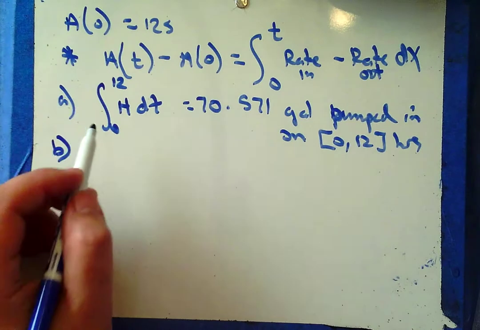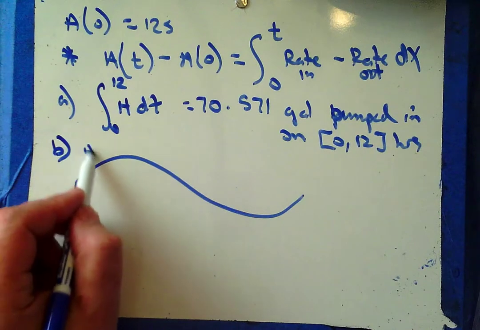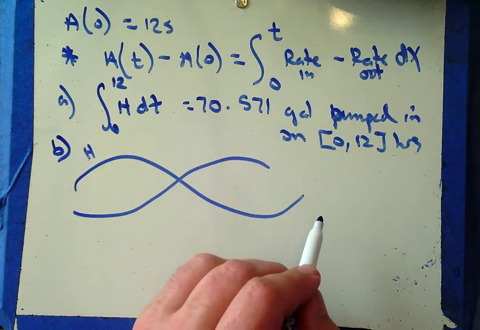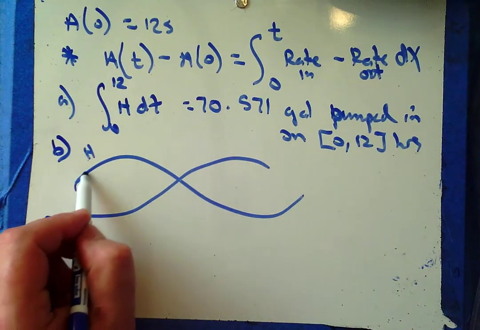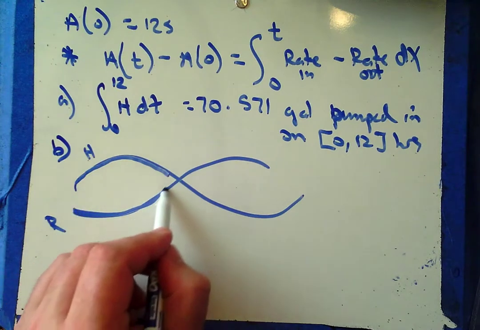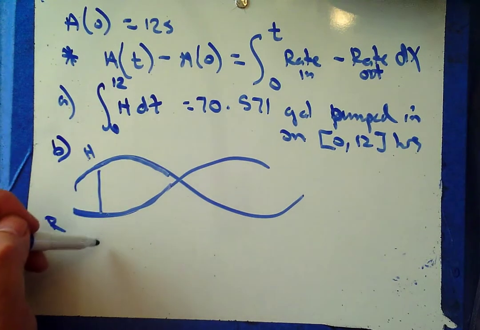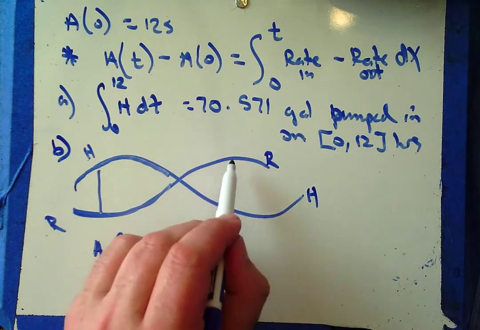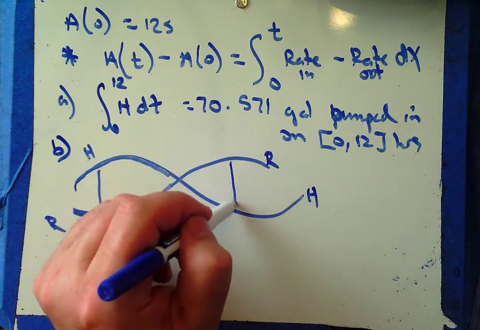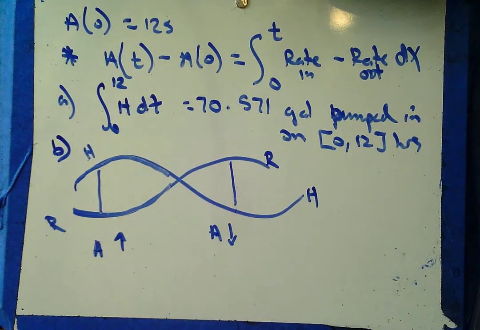Well, I want to think about this level a second. So let's imagine that this is an h function and that this is an r function. If this is the rate in and this is the rate out, and the rate in is above the rate out at a certain time, then the amount would be increasing. But if the rate out is above the rate in, then the amount in the tank would be decreasing. And we want to know, is the amount increasing or decreasing at time equal to 6?